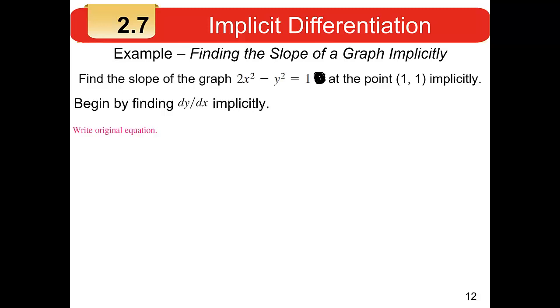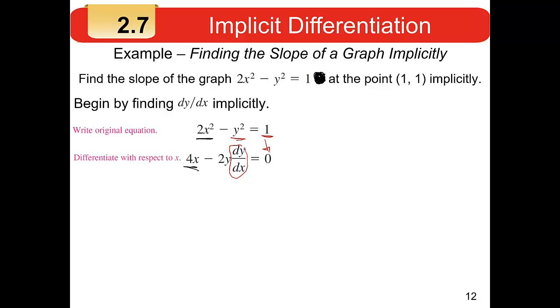You want to take that original equation and differentiate with respect to x. You've got two terms on the left and one on the right, so you take the derivative all the way through. The derivative of 2x squared is just an ordinary derivative, no y in it, so the derivative would be 4x. The derivative of y squared has a y in it, so you've got to use the general power rule. You take 2 times y to the first, which is just 2y, but then you have to multiply by dy over dx because y is a function of x. And then, of course, the derivative of a constant is just 0.